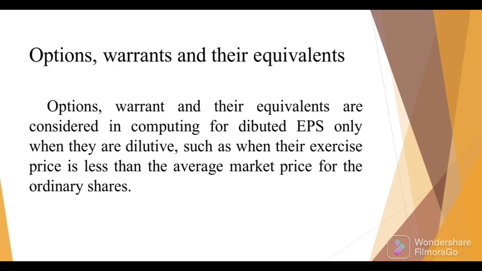Options, warrants, and their equivalents. Options, warrants, and their equivalents are considered in computing for diluted earnings per share only when they are dilutive, such as when their exercise price is less than the average market price of the ordinary shares. If the exercise price is less than the average market price, the holder would probably exercise the option or warrant because the exercise is favorable on his part. This would result in a dilution in the number of outstanding shares.